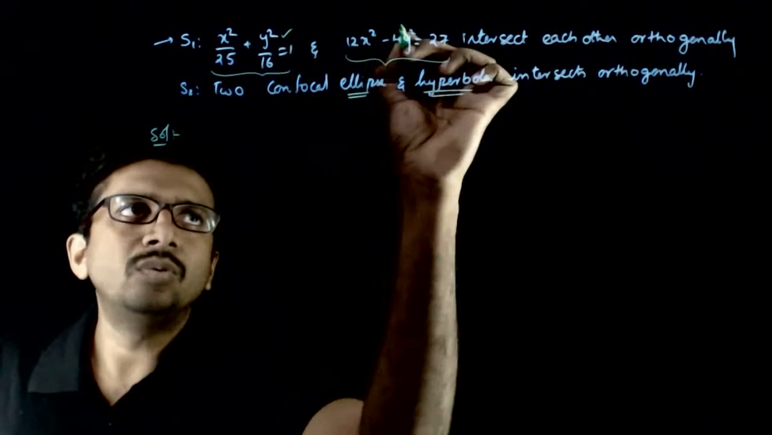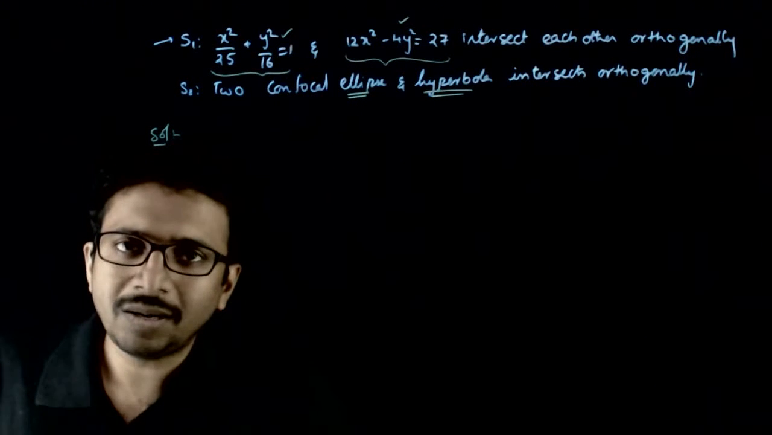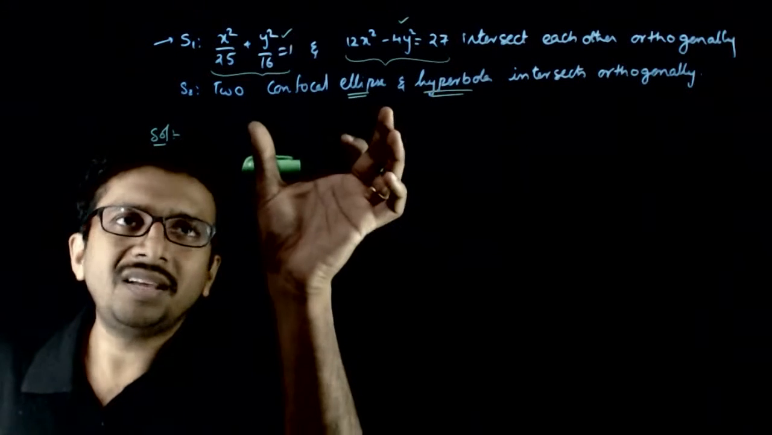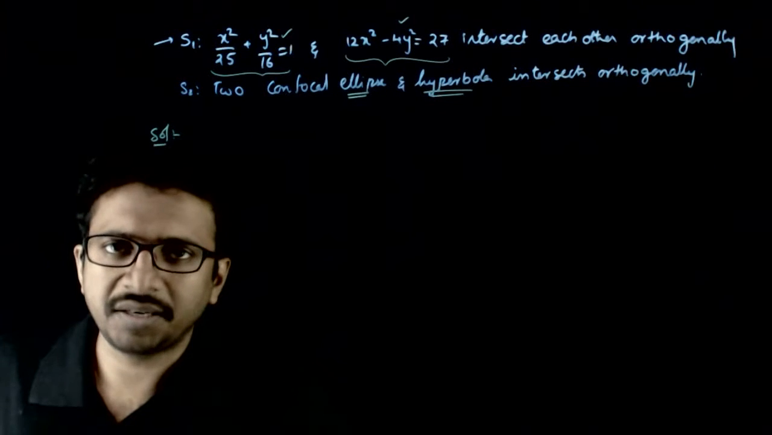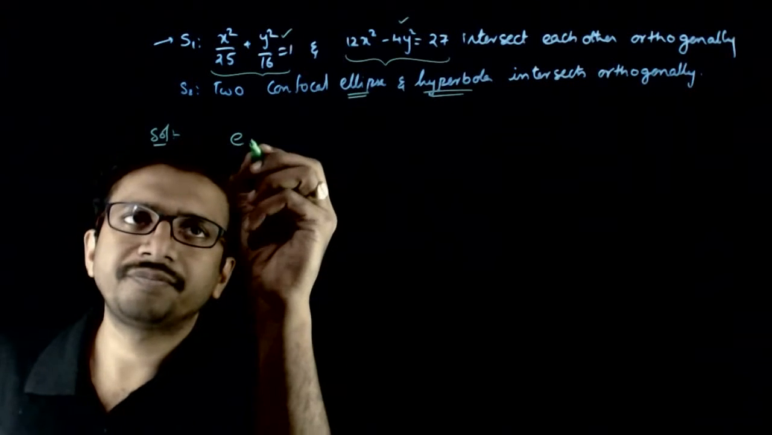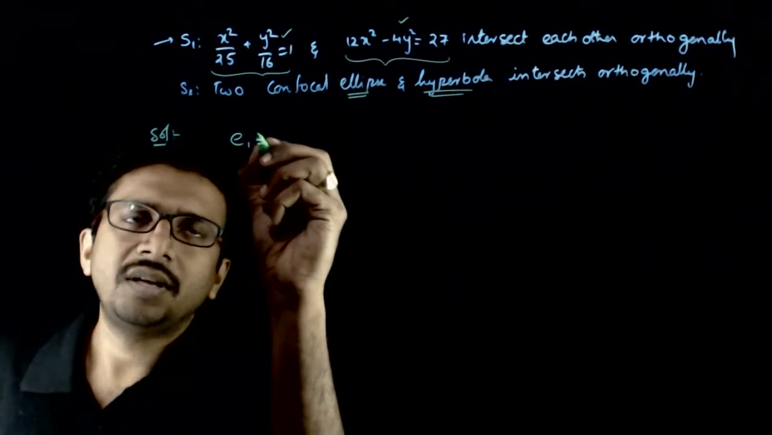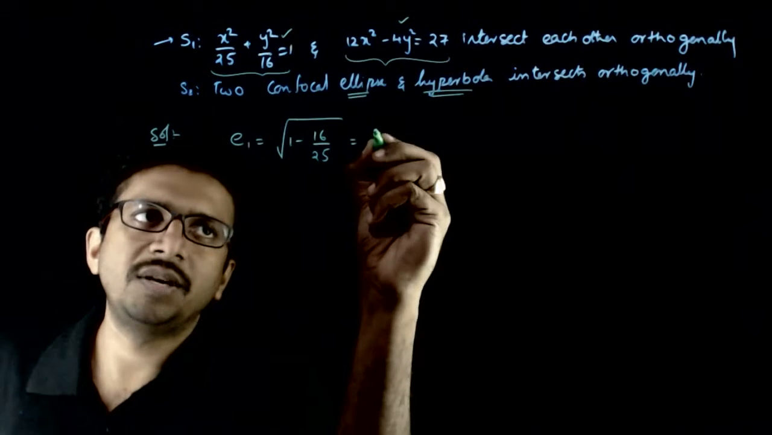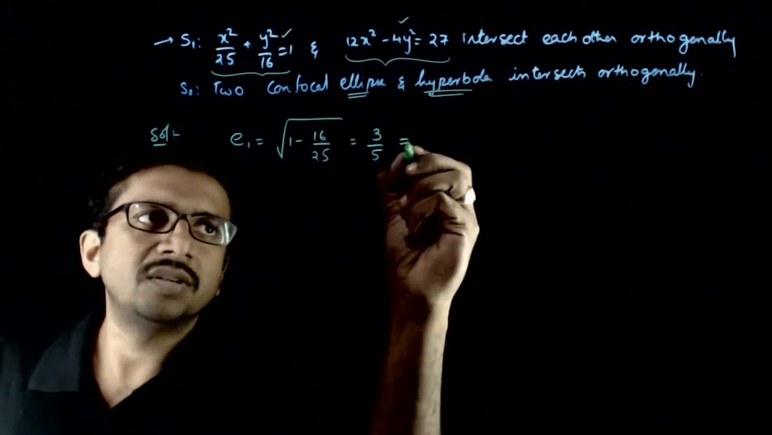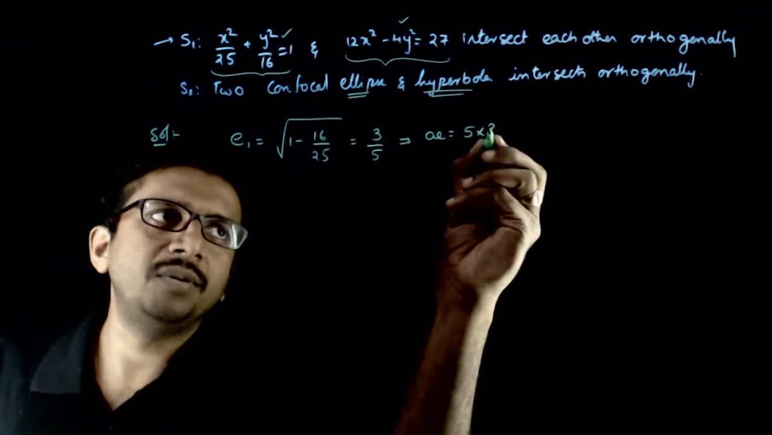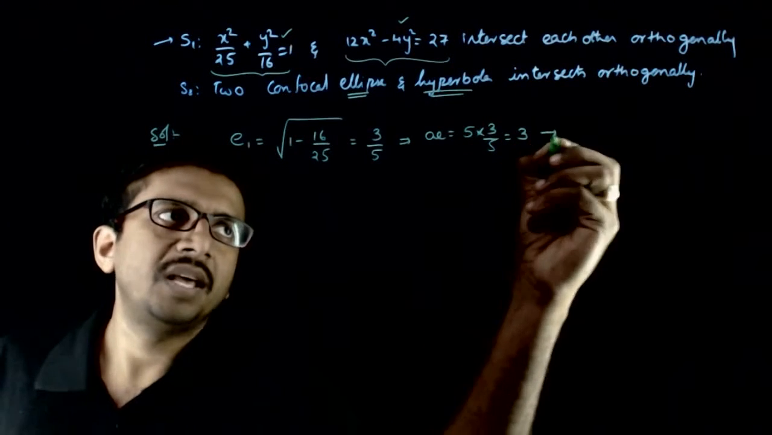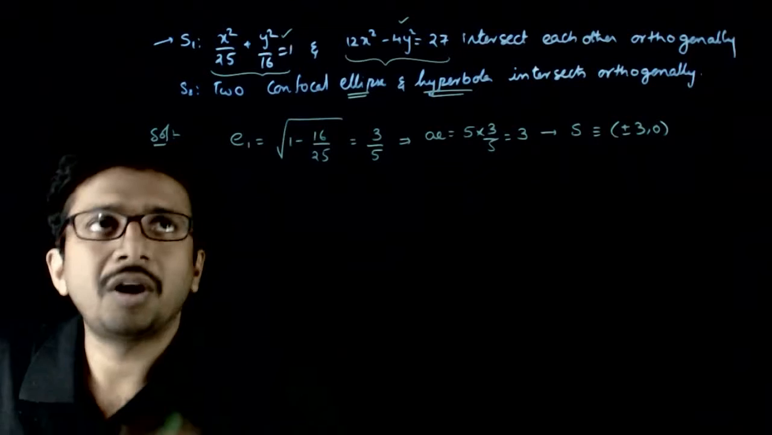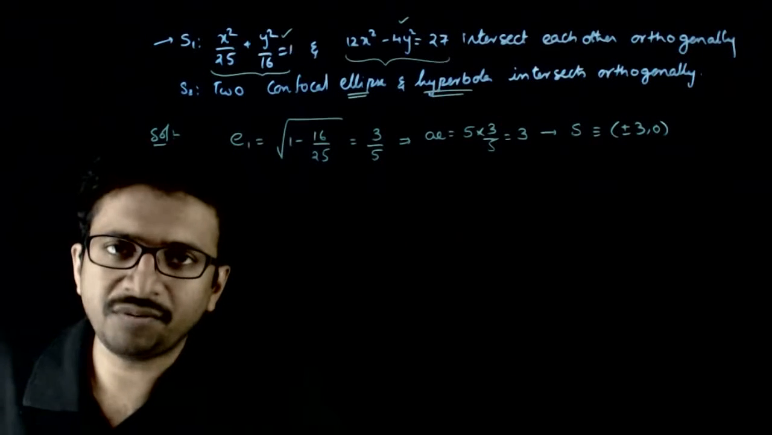And you have two equations, an ellipse and a hyperbola, in statement 1. So let us first check whether these two are confocal or not. If these two are confocal, then if S2 is right, S1 will automatically be right. So what is the eccentricity of the ellipse? Eccentricity is root of 1 minus b square by a square, that is equal to 3 by 5. So AE is equal to 5 into 3 by 5, which is equal to 3. Hence the foci are plus or minus 3 comma 0. It's a horizontal ellipse, so plus or minus 3 comma 0 are the foci.